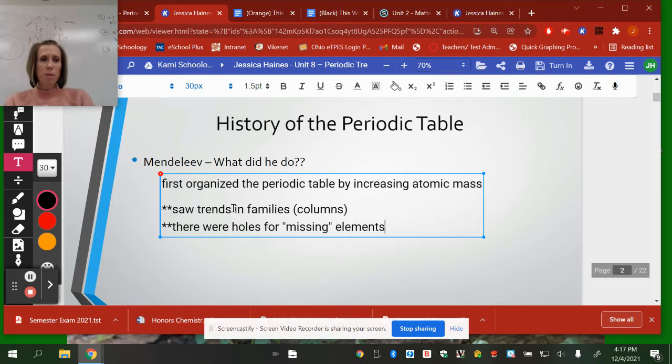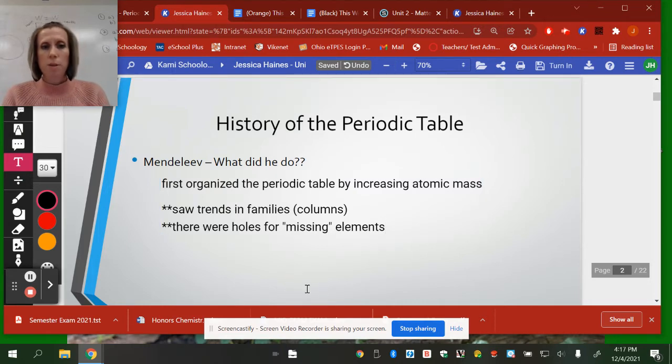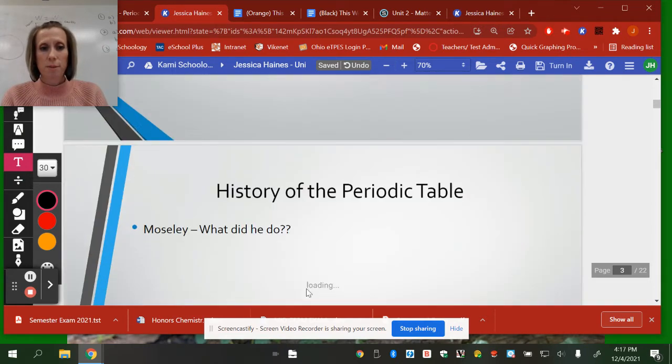And those missing elements were just the elements that had not been placed on the periodic table or discovered yet. They were there, but it predicted the existence, which was pretty cool, of elements that we didn't know about at the time. So, of course, we know Mendeleev wasn't right.